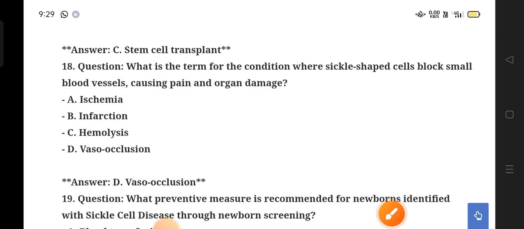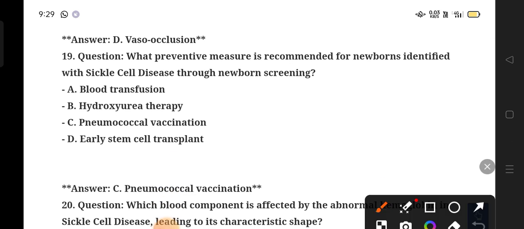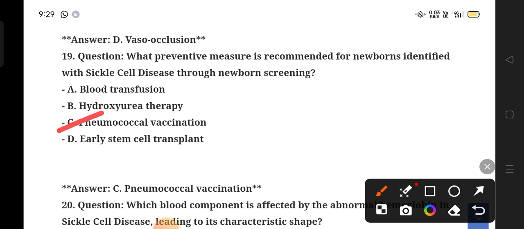Next one is, what is the term for the condition where sickle shaped cells block small blood vessels causing pain and organ damage? Option D, vaso-occlusion. Next, what preventive measure is recommended for newborns identified with sickle cell disease through newborn screening? Option C is the correct answer, pneumococcal vaccination.